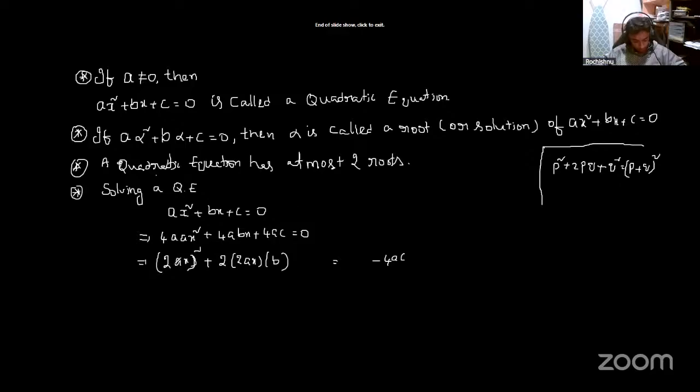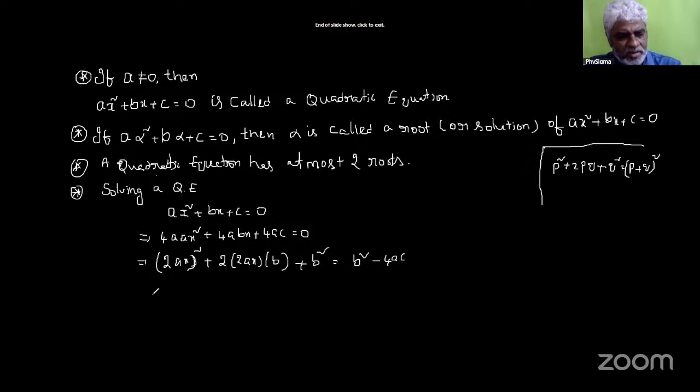In the same way, what is required here to complete the a plus b whole square formula? We have 2ax plus 2 into 2ax into b. What is required? b squared, very good. That's why add b square on both sides. Is it okay to add b square on both sides? Yes. Now what about the left hand side? 2ax whole square plus 2 into 2ax into b plus b square. It is completed as the a plus b whole square formula.